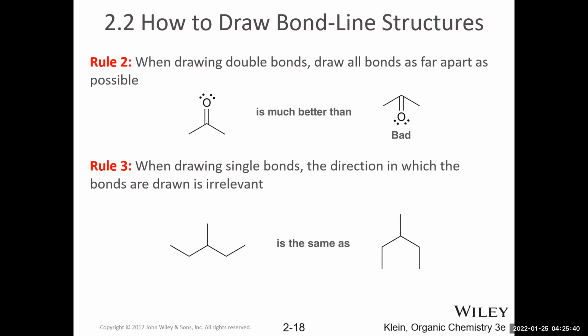When drawing double bonds, draw all bonds as far apart as possible. So we're still trying to take into account VSEPR, right, which says that electron groups repel each other and they want to get as far away from each other as possible. So this kind of implies a very small bond angle between this carbon-carbon oxygen. It implies that it's something like 60 degrees.